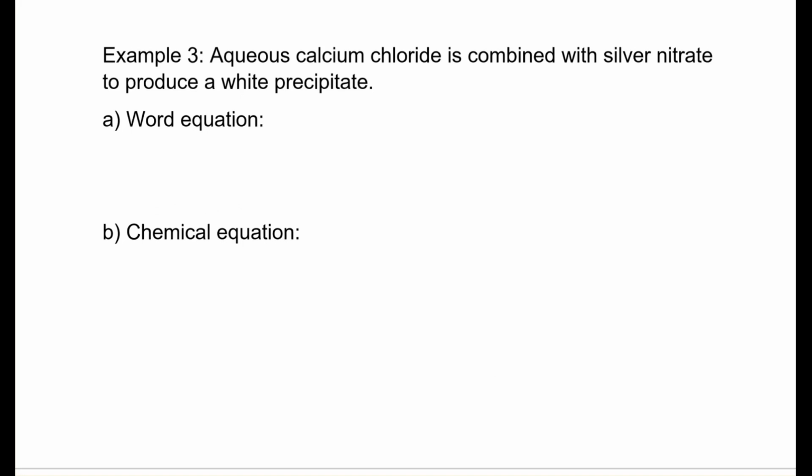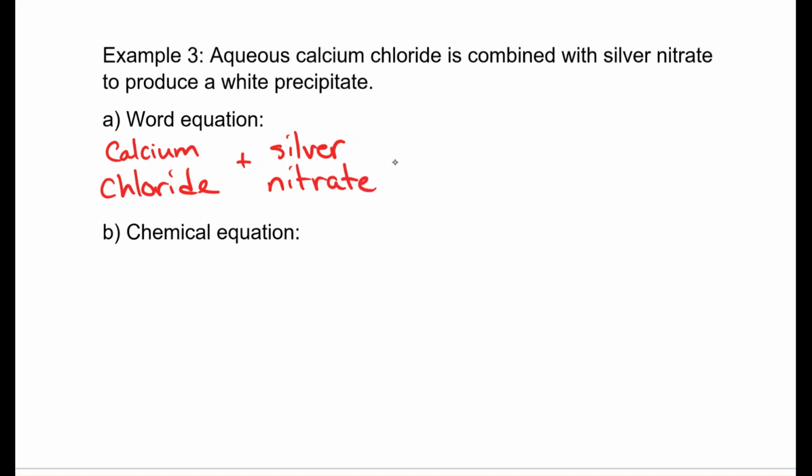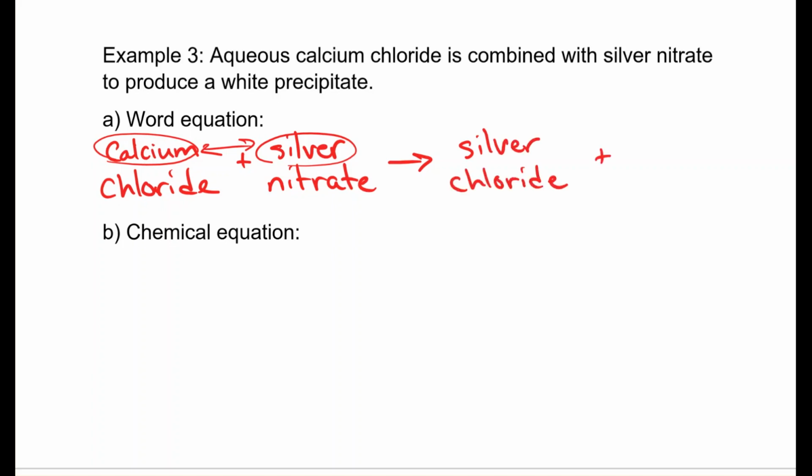Aqueous calcium chloride is reacting with silver nitrate. So let's think about this. What's going to swap places? Well, the positive and the positive are going to swap places. So we're going to get silver chloride and calcium nitrate.